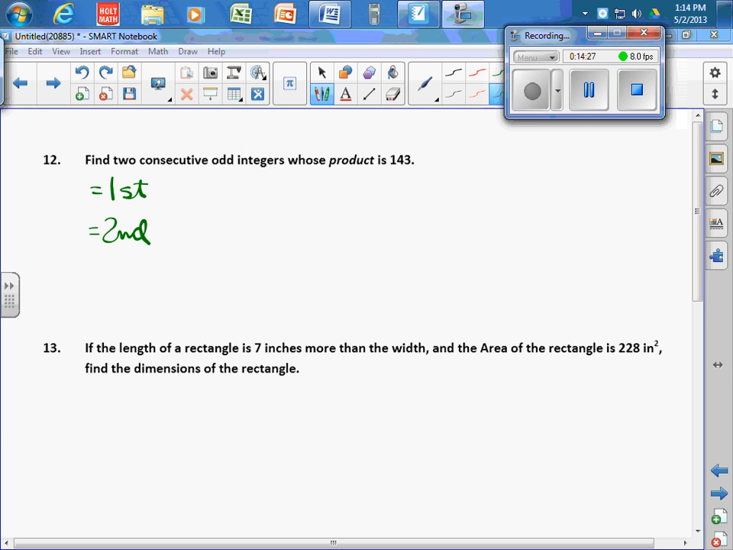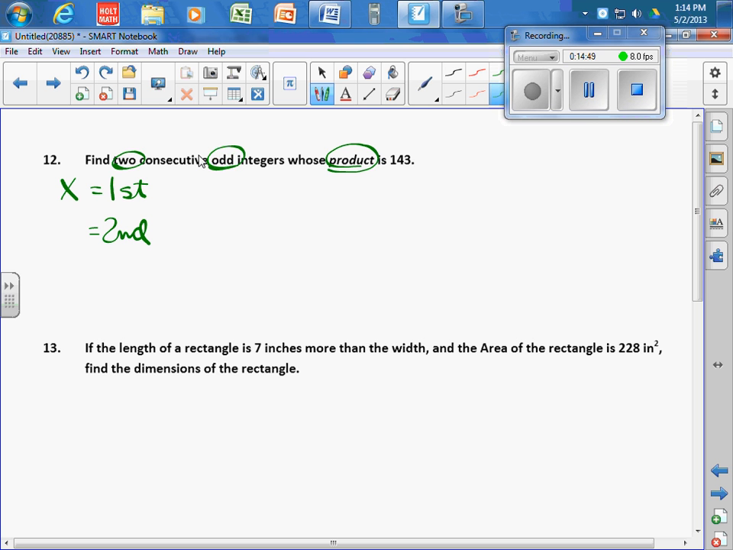In number 12, you have 2 consecutive odd integers whose product is 143. On your ECA, take your highlighter and highlight these things here. Odd, product, those are key things that you're going to need in order to answer this correctly. You know you're going to have a first number and then a second number, finding 2 of them, right? Well, what do you always call the first?